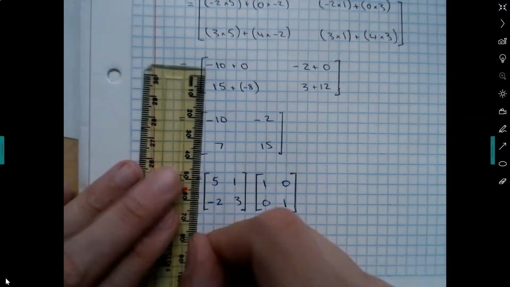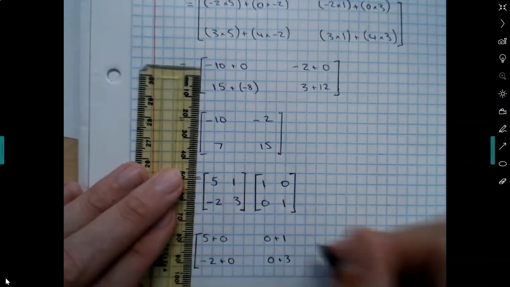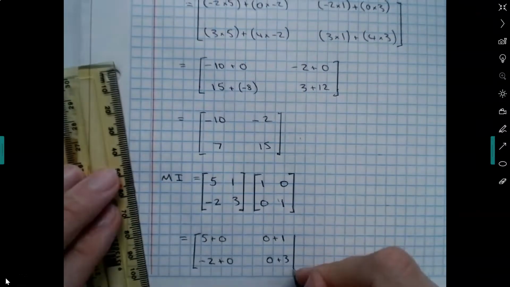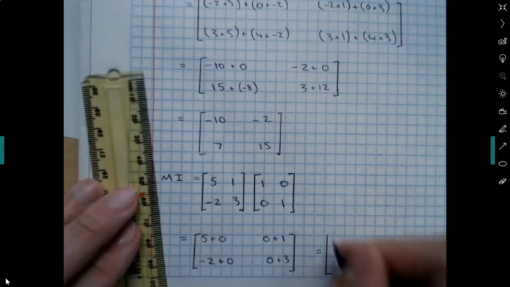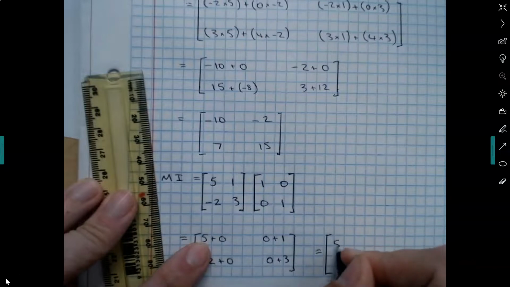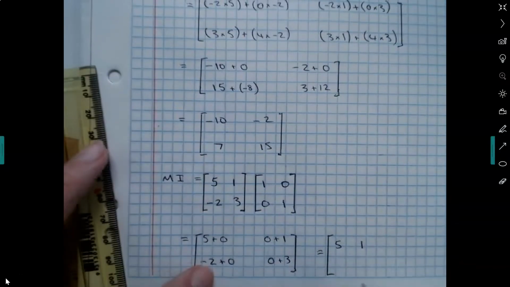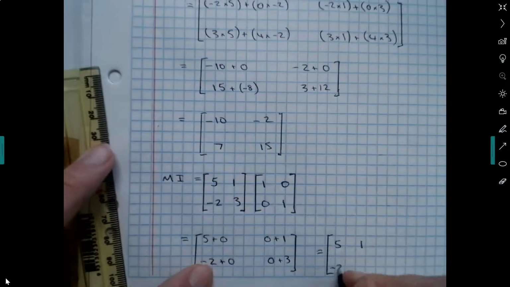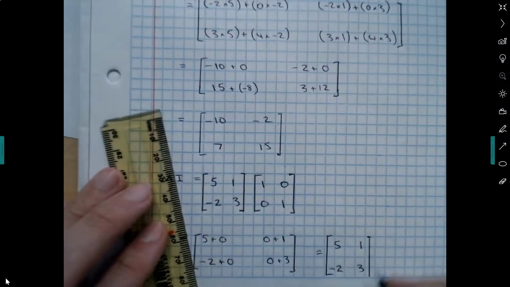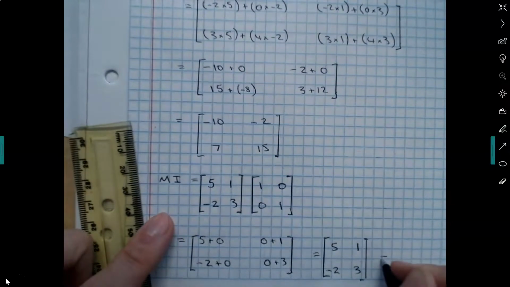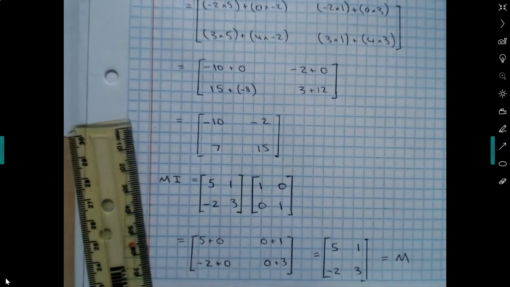Alright, so let's have a look. Hopefully, if I've done this correctly, after doing that multiplication, we'll get our initial matrix M. Is it the case? 5 plus 0 is 5, 0 plus 1 is 1, -2 plus 0 is -2, 0 plus 3 is 3. Is that the same as my matrix M? Alright, so whenever we multiply a matrix by an identity matrix, you always just get the original matrix.